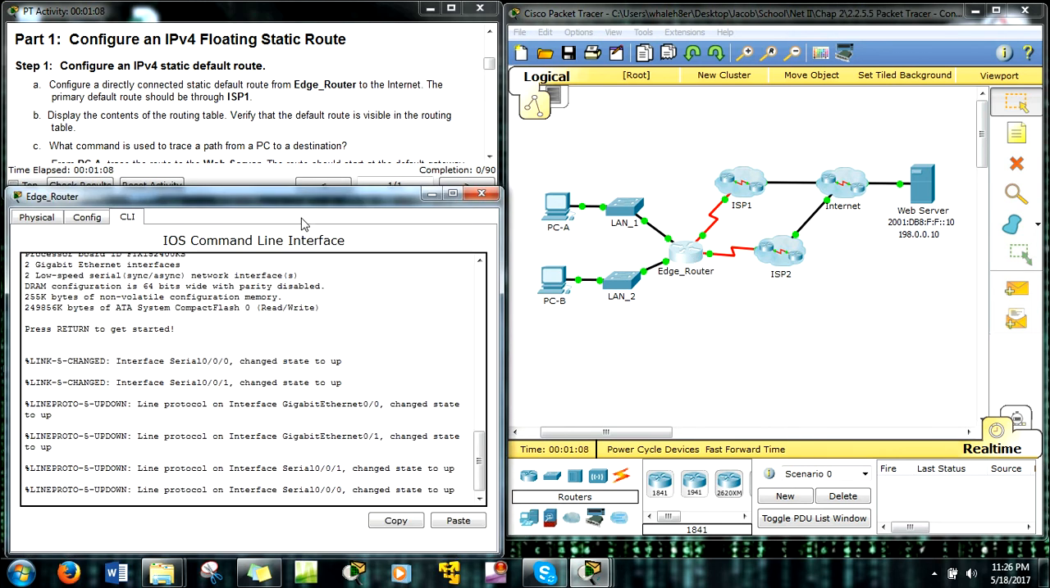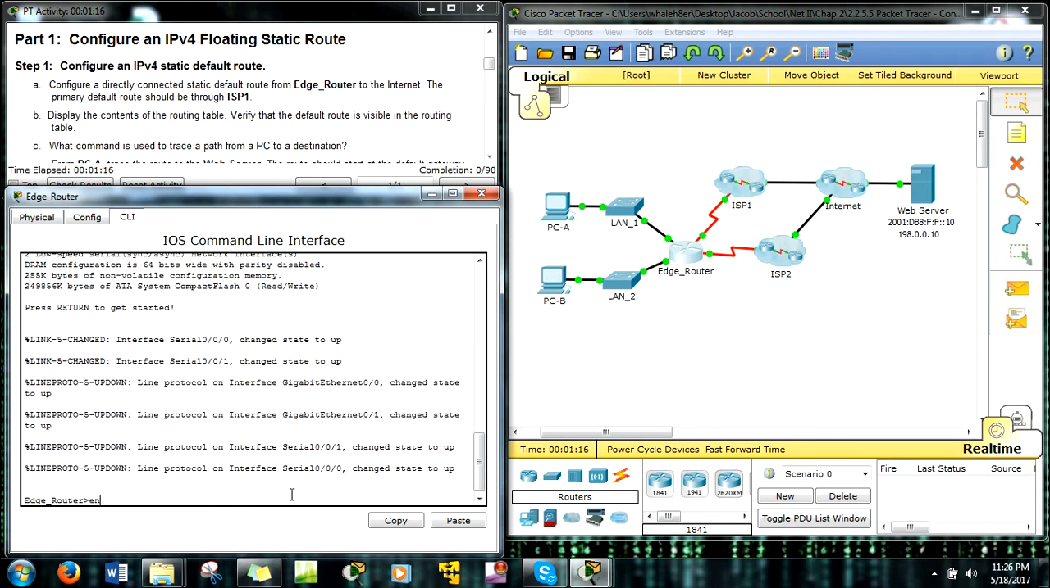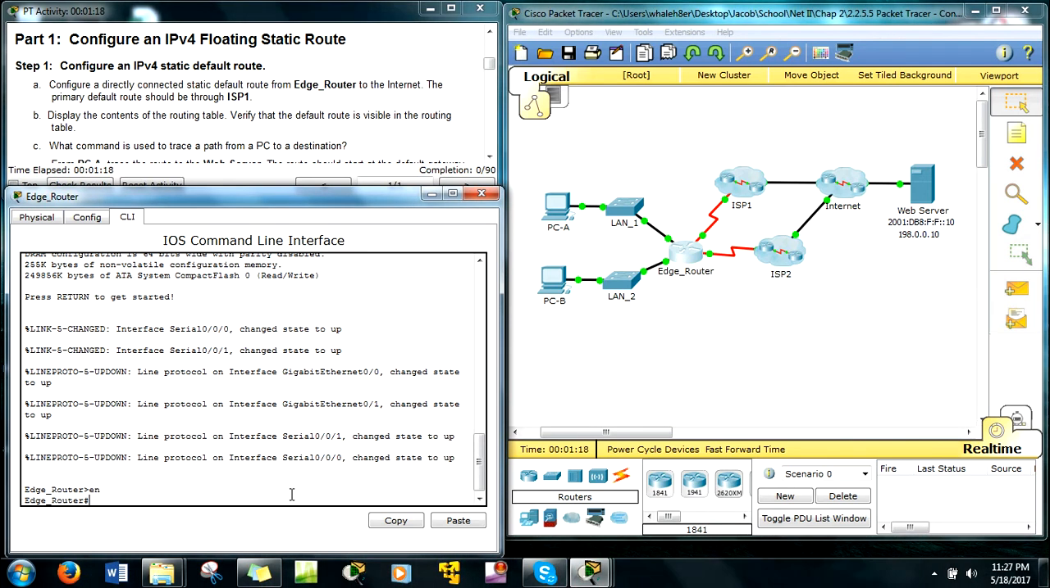Okay, let's pull up the Edge router. The primary default route should be through ISP1. Now, do they tell us what we should be doing? They don't. We're going to have to figure this out a little bit. How do we know what interface to exit to get through that one? Well, let's just hover over it. That's the easy way.